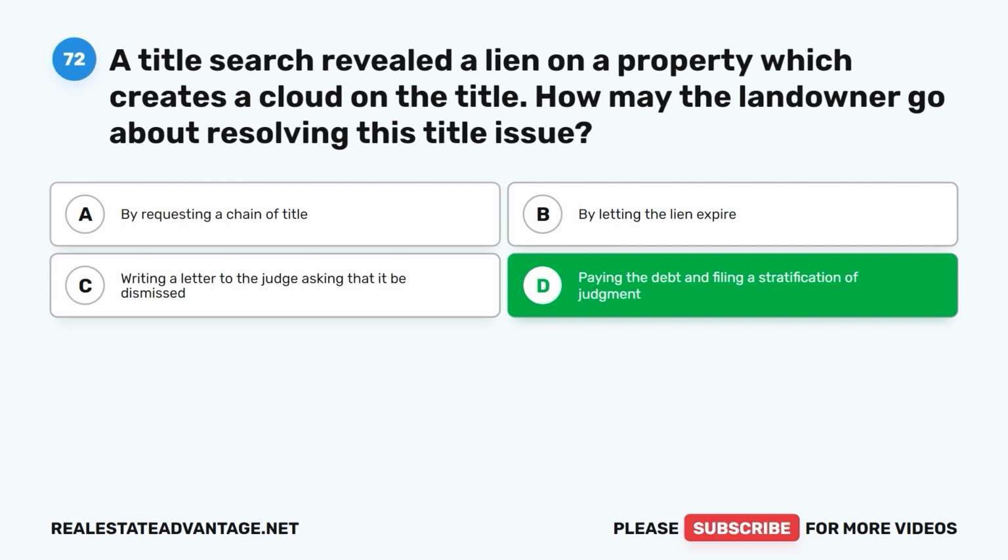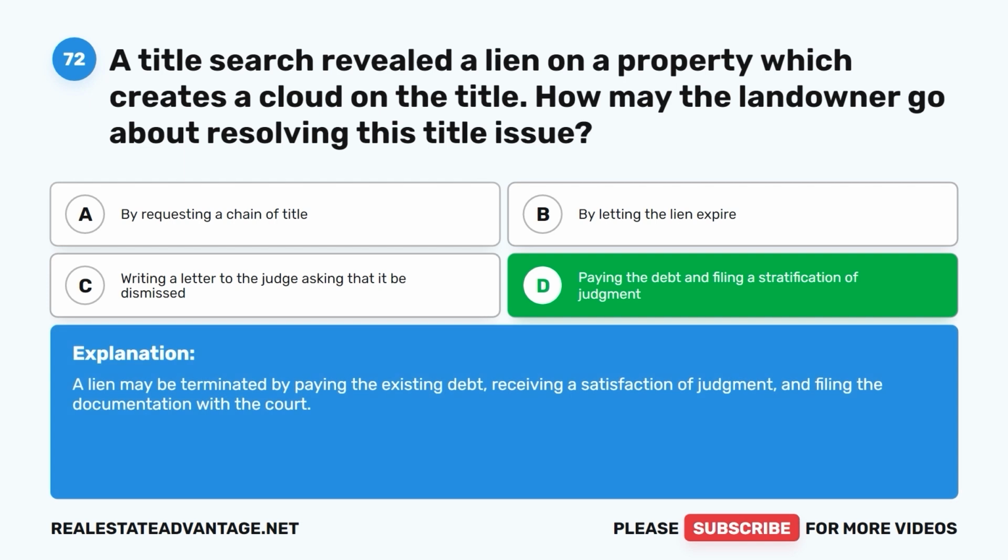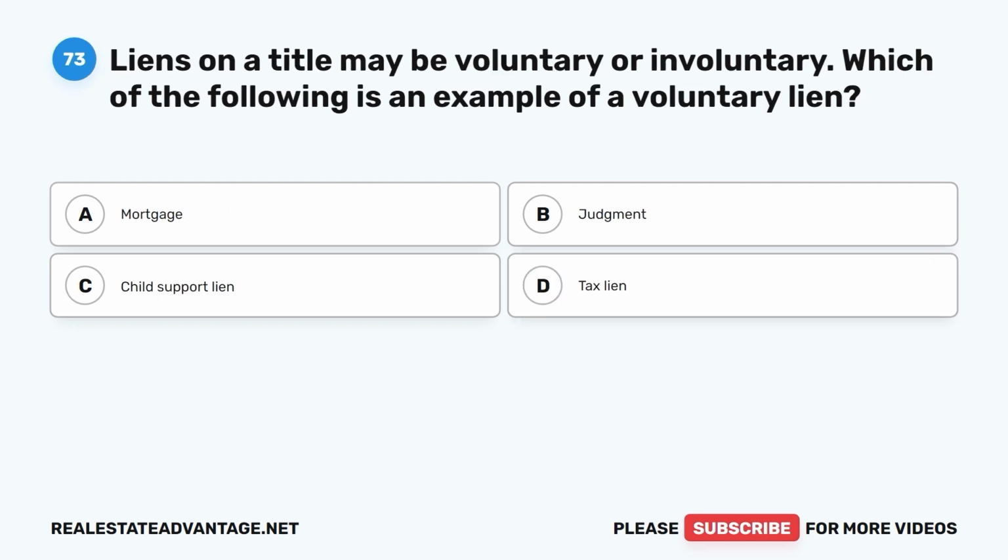Paying the debt and filing a satisfaction of judgment. A lien may be terminated by paying the existing debt, receiving a satisfaction of judgment, and filing the documentation with the court.